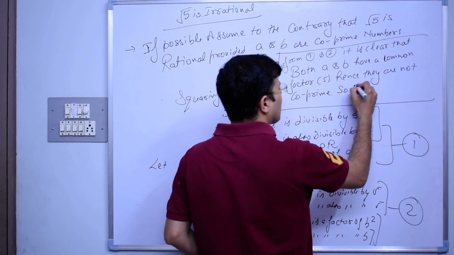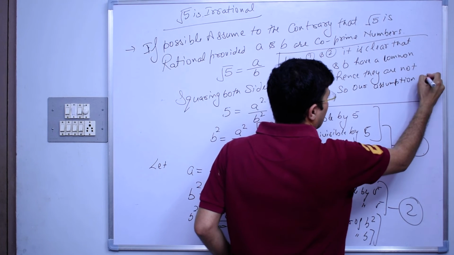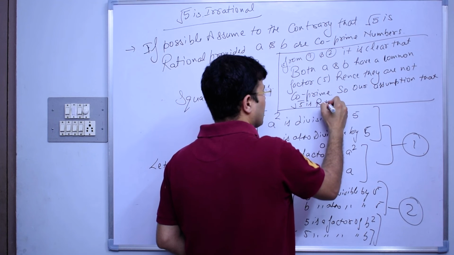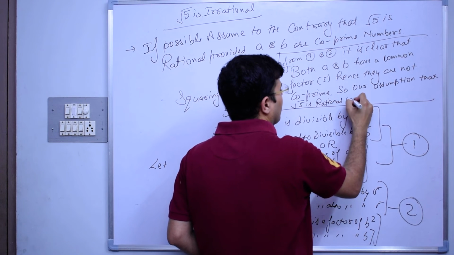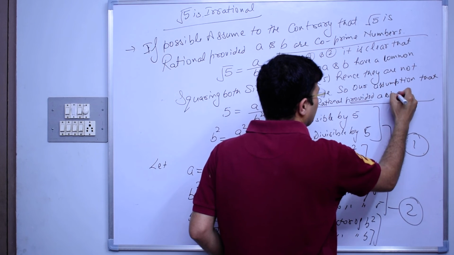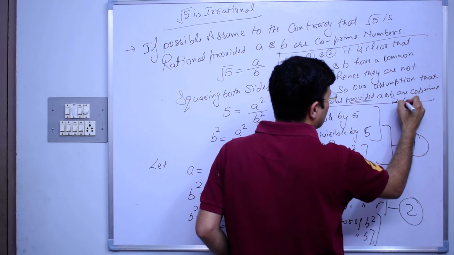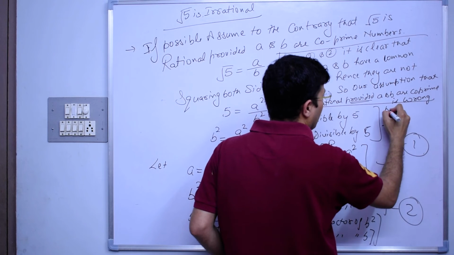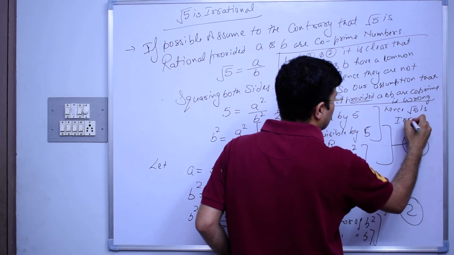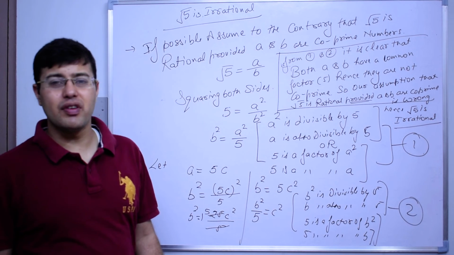So our assumption that root 5 is rational, provided a and b are co-prime, is wrong. Hence root 5 is irrational. And hence root 5 is irrational.